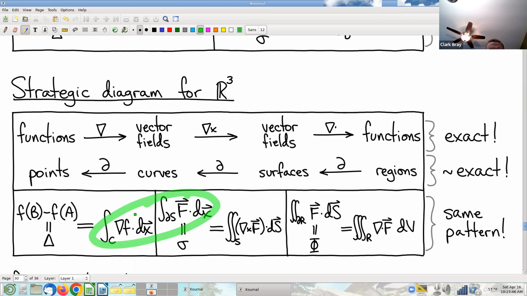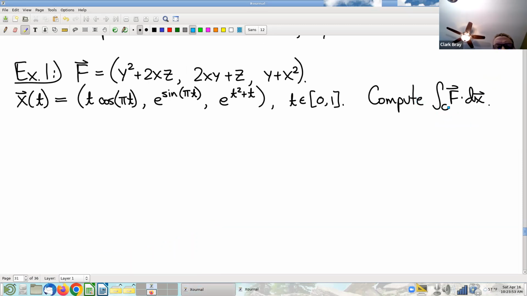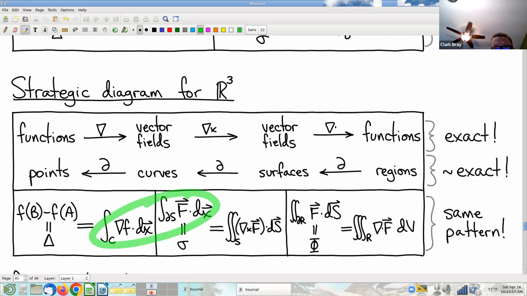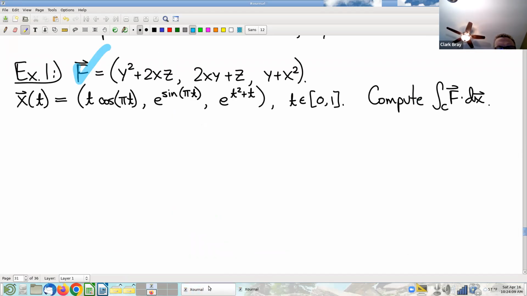Okay, and let's see, going back to the question. Yes, we have a vector field given. Let's see what the diagram tells me to do with that vector field. The diagram tells me, yeah, that vector field, you should compute the curl of it. So I'm going to come back over here. I'm going to compute the curl of this vector field.